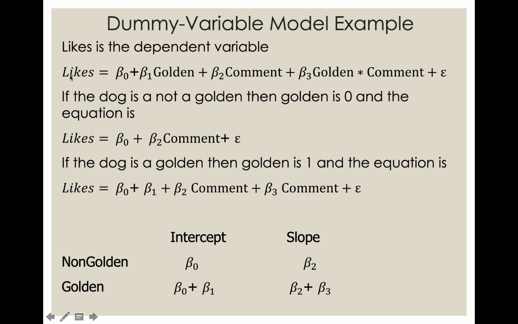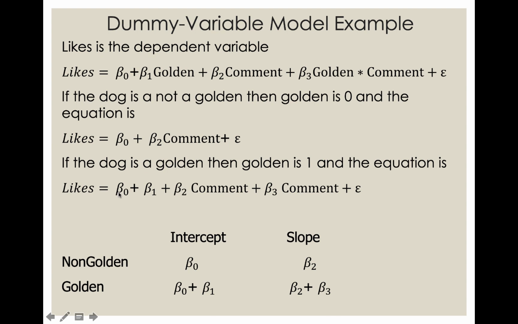In this example, we still have likes as our dependent variable, and then we have Golden, comments, and then Golden times comments. If your dog is not a Golden, then every time it says Golden, it gets a 0. So this is 0 times beta 1. This is 0 times beta 3 times comment, but still it goes away. And so we have beta naught plus beta 2 times comment. And then if your dog is a Golden, then you put a 1 in for every time you see Golden. So this gets a 1 and this gets a 1.